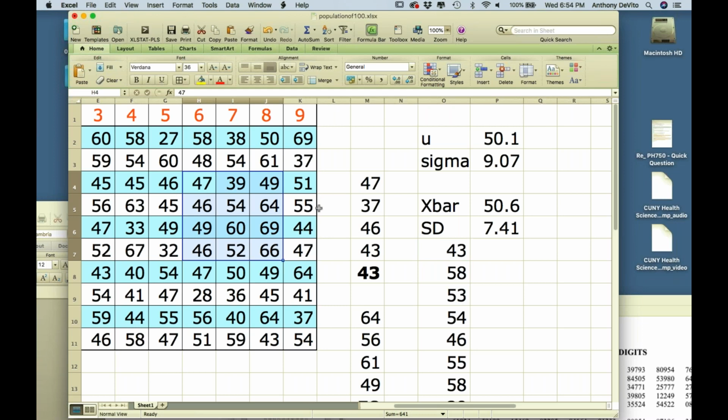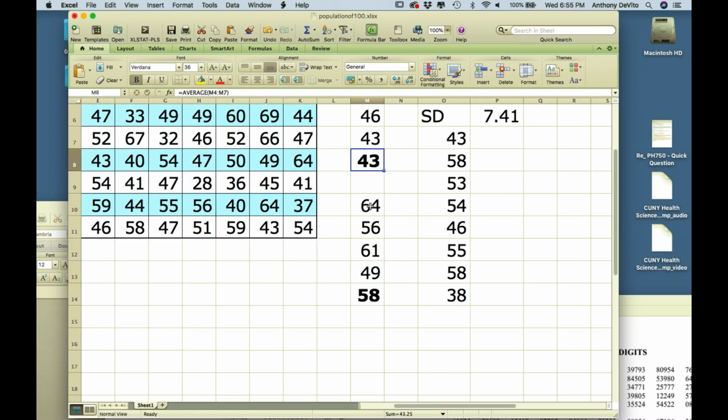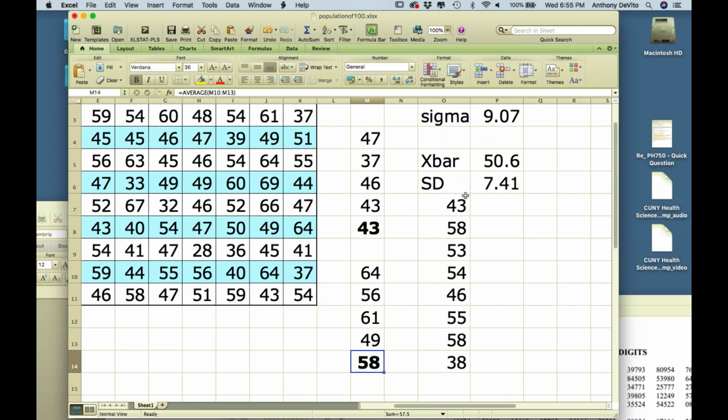In other words, here we got a 37 here, but that 37 got averaged out by the other values up to a 43. And we got a 64 here, but that got averaged down to a 58 by all the other values that are there. So you tend to buffer the extreme values. So anytime we take a sample, based on the sample size, we're going to get numbers that are less variable than in the population when we look at the distribution of them.